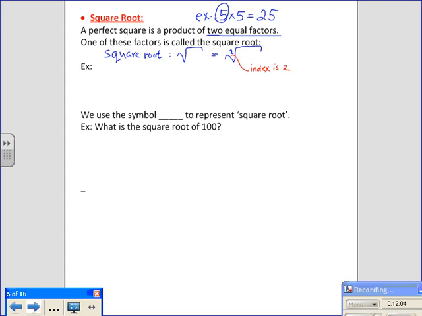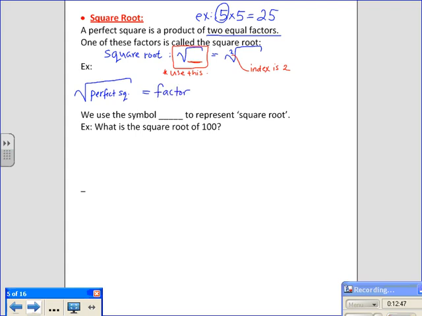So the index is 2, and we generally don't write that 2. This is the general form that we use, and that's usually how we see it. But what we need to recognize is when you see that square root symbol, it's asking you what number multiplied by itself twice will give you the perfect square inside there. So the square root of a perfect square will give us just that one factor back.